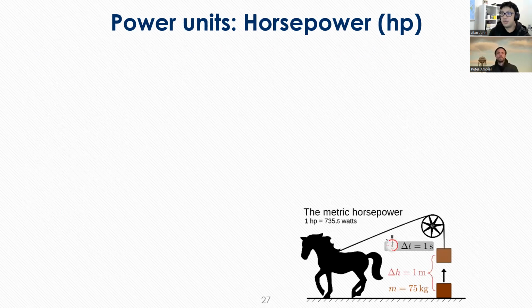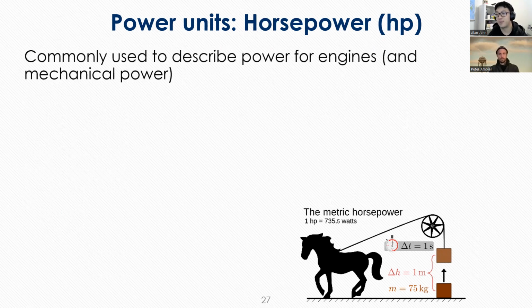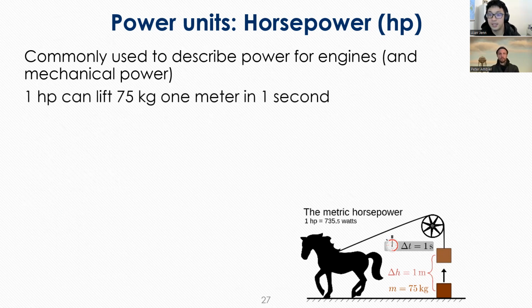We do also talk about energy use in transportation. And so if you think about the context of horsepower, the most common context for horsepower, that's usually to describe the power of like an engine, sometimes even motors, so mechanical power. So the definition of a horsepower is that it can lift 75 kilograms, 1 meter in 1 second.